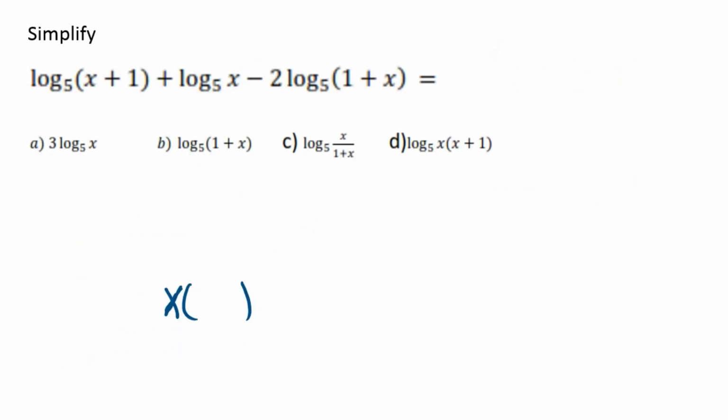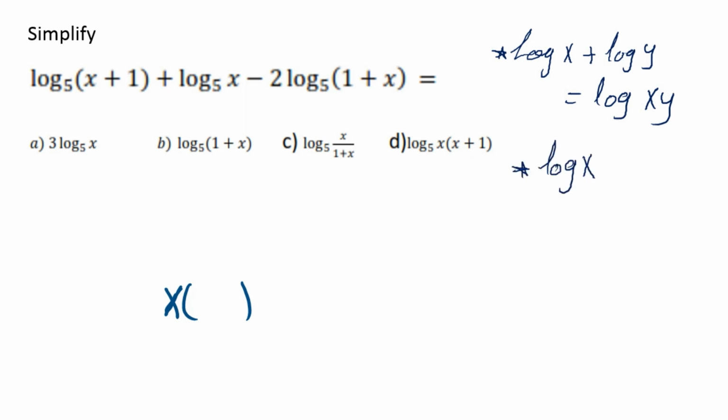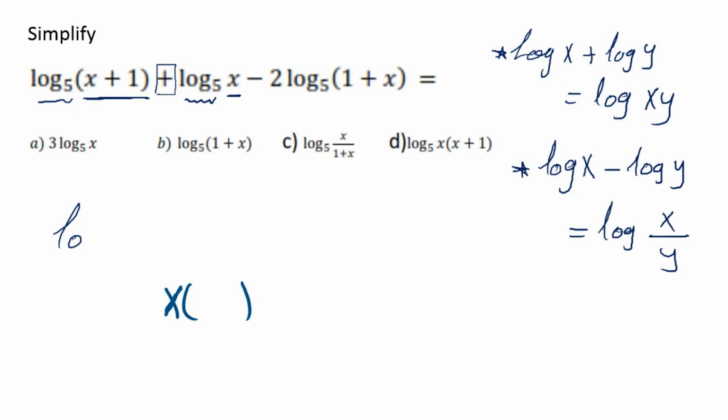I may remind you of the rule which says that log x plus log y is equal to log xy. And in case of subtraction, log x minus log y is the same as log x over y. So in this case, this one is addition. So I'm going to multiply x plus 1 and x, because both of them are log base 5. So this is log base 5 of x multiplied by x plus 1.